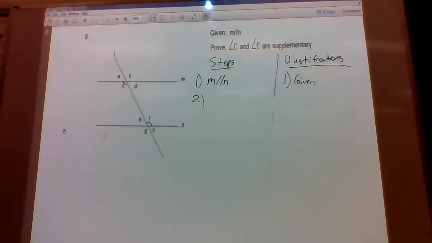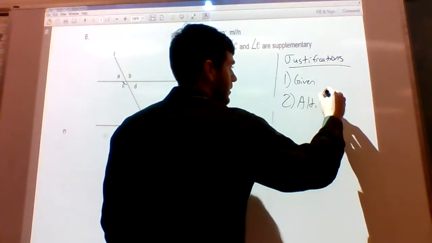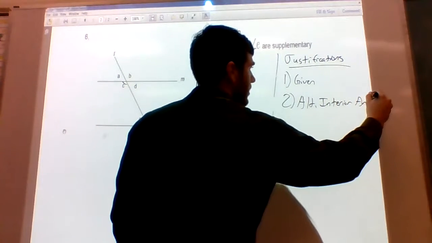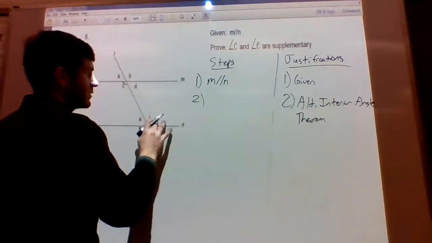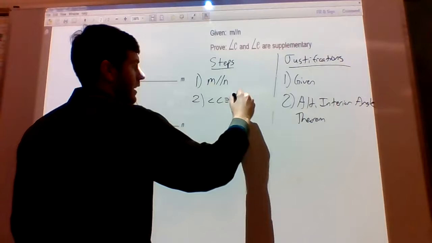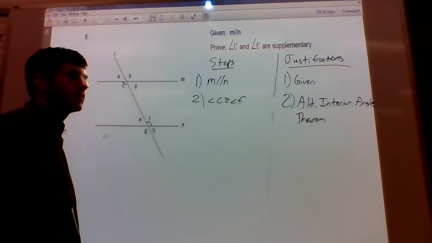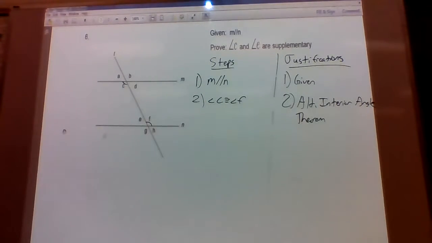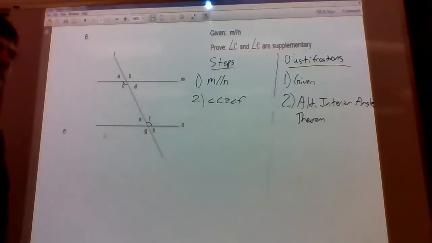Okay, so these are alternate interior angles. So we know by the alternate interior angle theorem that angle C is congruent to angle F. The alternate interior angle theorem says if the lines are parallel, which they are, then the alternate interior angles are going to be congruent. So then angle C is congruent to angle F.